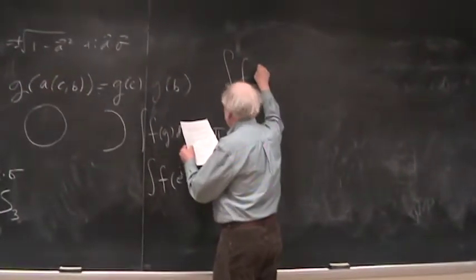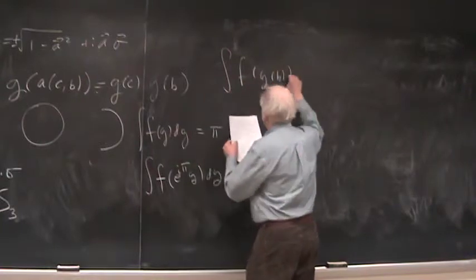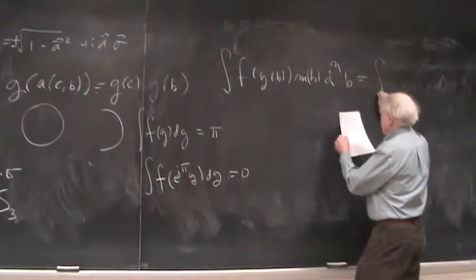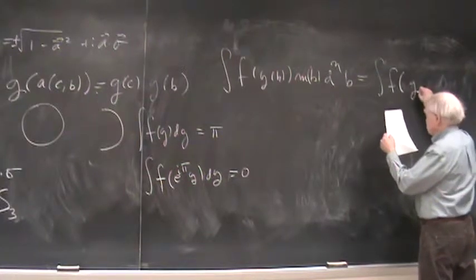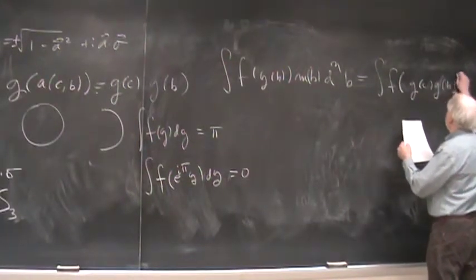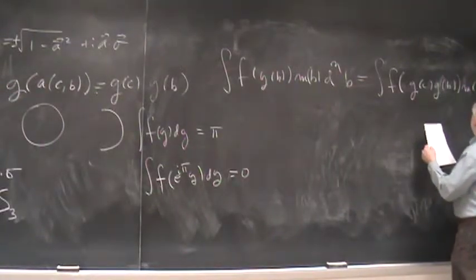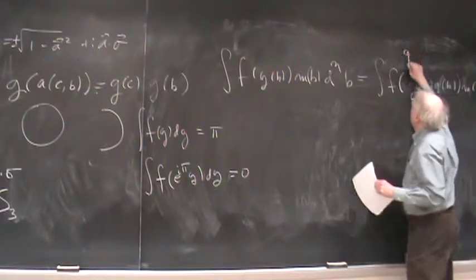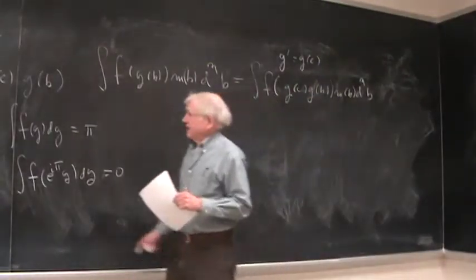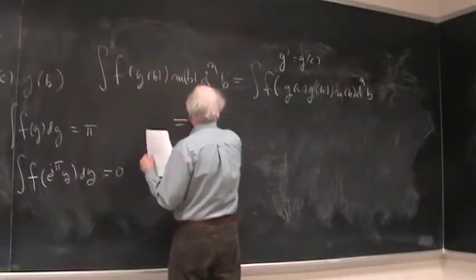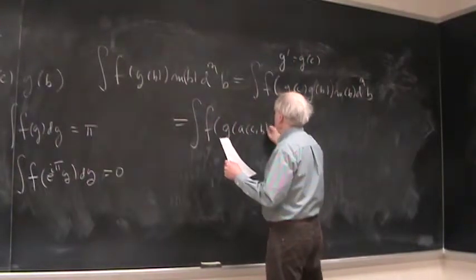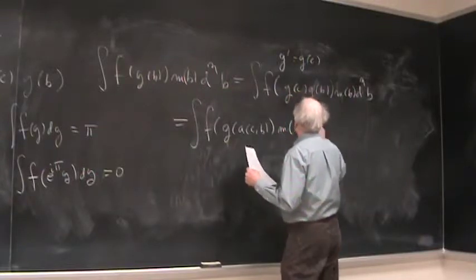All right, so now let's use this rule. So what do we have? We have the integral of f of g of b, m of b, dnb, which is the integral of f of g'(b), m of b, dnb, where g' is g of c. This is what it means to be left invariant. On the other hand, the multiplication rule tells us that this is equal to the integral of f of g of a of c of b, m of b, dnb.